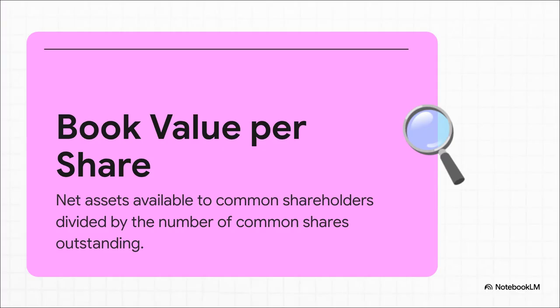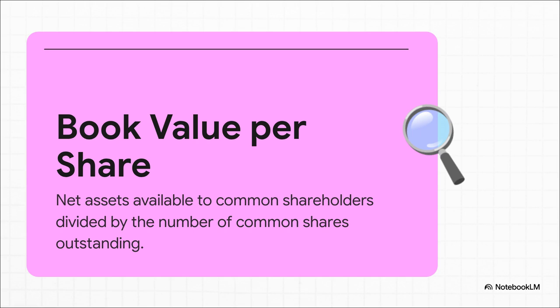So here is the formal definition. Book value per share is the amount of net assets available to the common shareholders, divided by the number of common shares outstanding. Now, the absolute key phrase here I want you to focus on is available to the common shareholders. This metric is all about residual wealth.